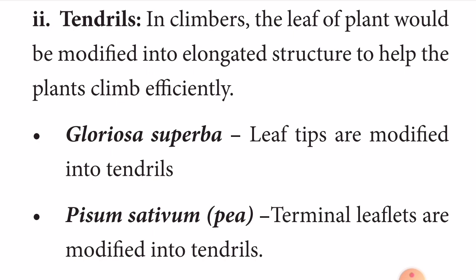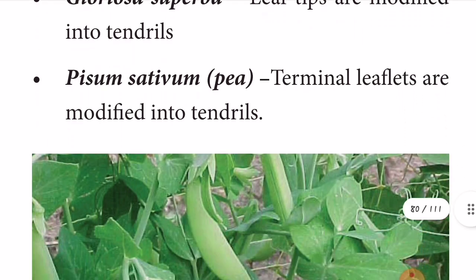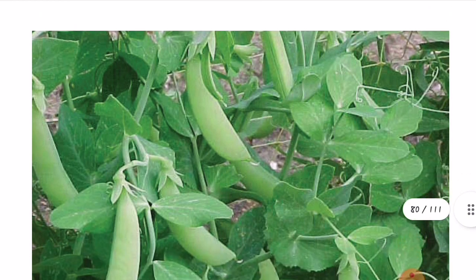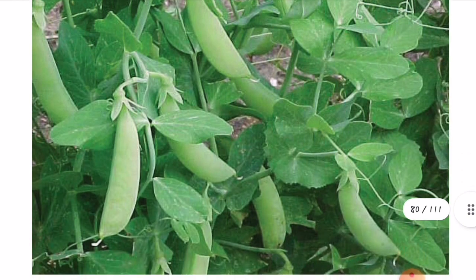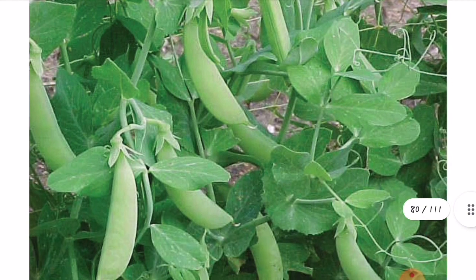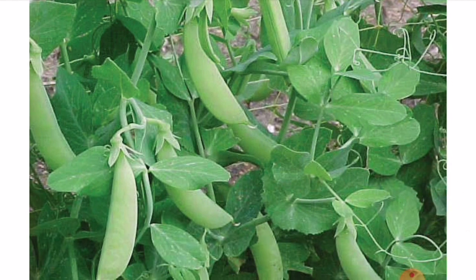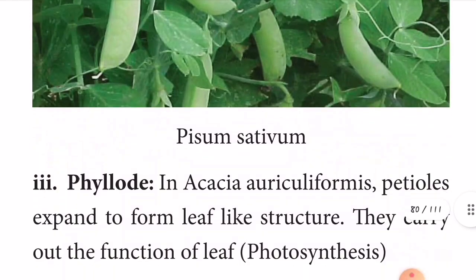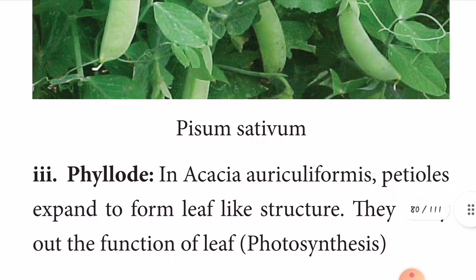There are two examples given. One is Gloriosa superba. Here the leaf tips are modified into tendrils. And the next one is Pisum sativum. See the diagram, children. Here the terminal leaflets are modified into tendrils. It's a very nice diagram, children. This is the best example of tendrils. Is this clear to you, children?